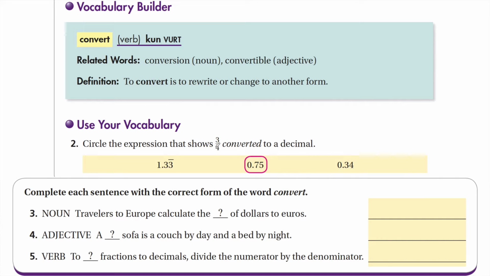So if we had to use the noun version, that's the conversion: the travelers to Europe calculate the conversion of dollars to euros. The adjective: a convertible sofa is a couch by day and a bed by night. And a verb: to convert fractions to decimals, divide the numerator by the denominator.